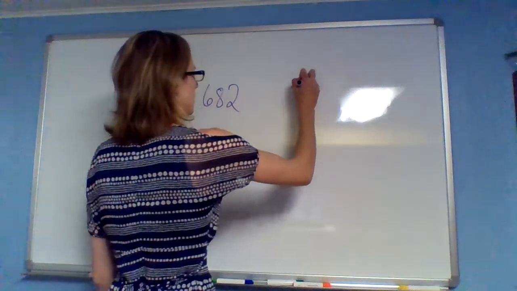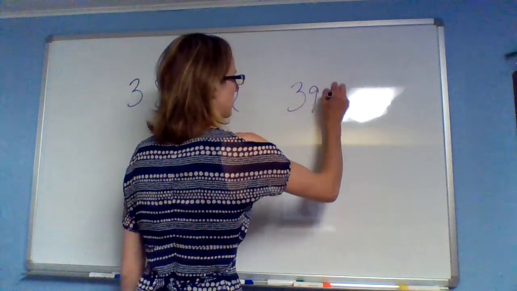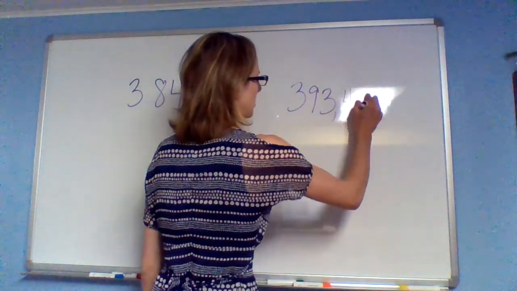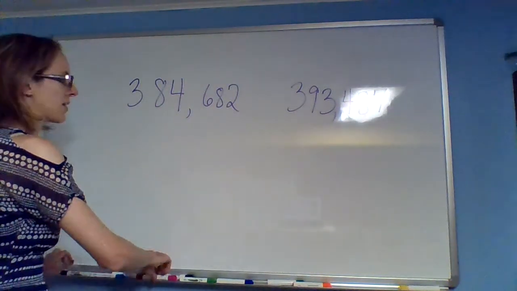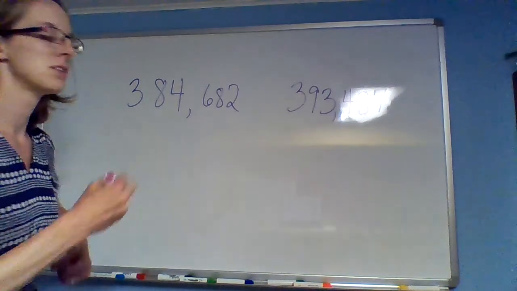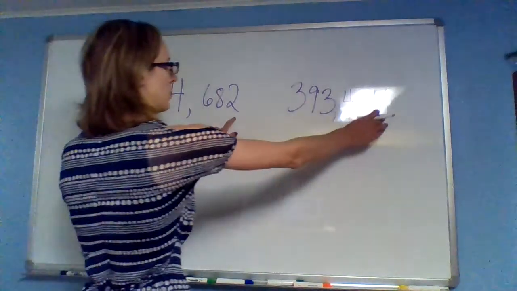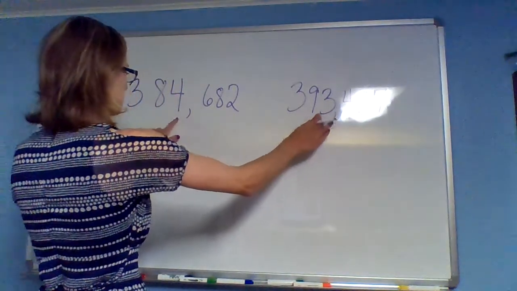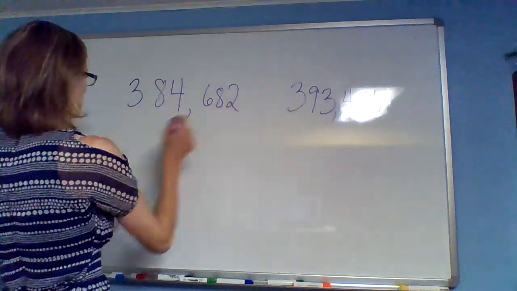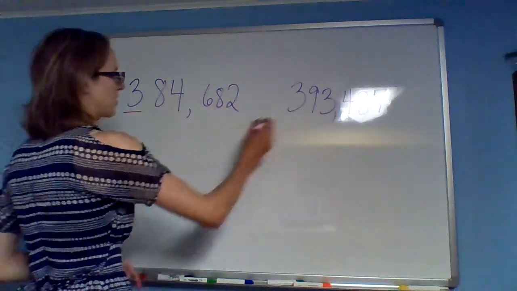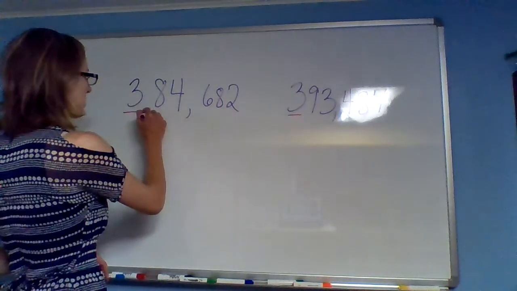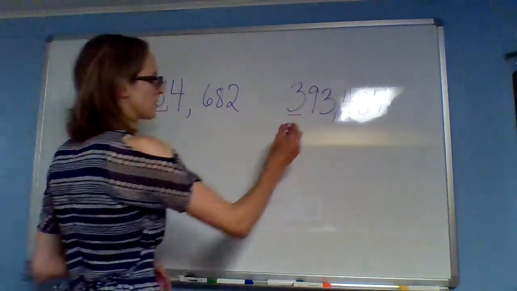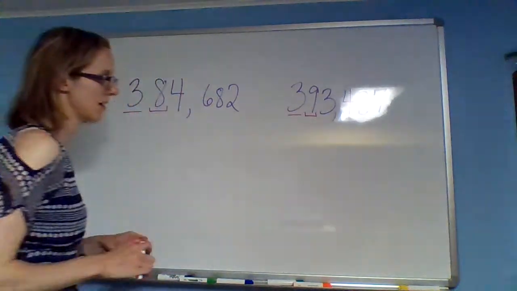384,682 and 393,487. Again, I always start by comparing in the biggest place value. So as I go in this number, I have ones, tens, hundreds, thousands, 10,000s, 100,000s. 3 in the 100,000s, 3 in the 100,000s. That doesn't help me. 8 in the 10,000s, 9 in the 10,000s.